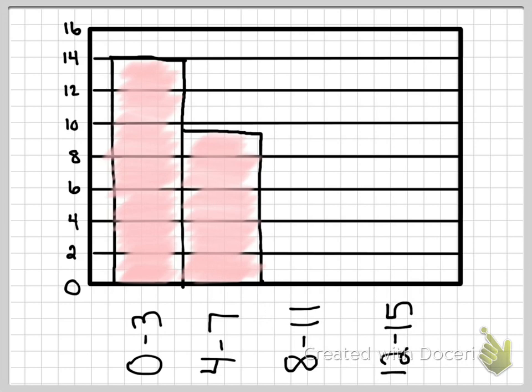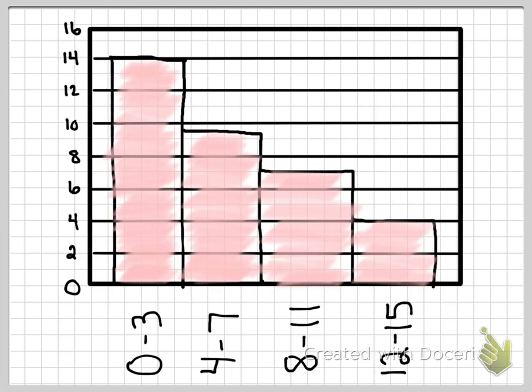Okay? What was our frequency of 8 to 11? 7. So I'm going to go down to 7. And then my last one was down to 4. And I'm going to shade them in. Alright, okay, so that's how we do a histogram. In order to do a histogram, we have to have a frequency table. We cannot do a histogram without a frequency table.